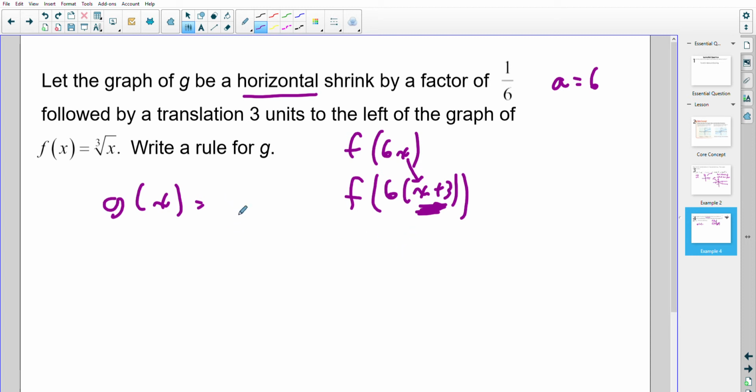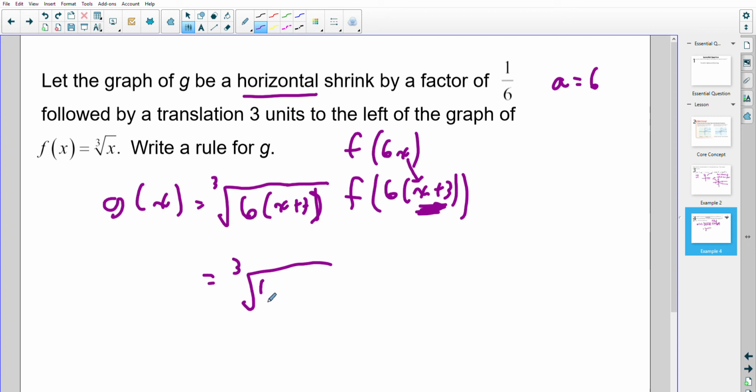Now, what happens on your g of x when all this is going on? So it becomes the cubed root of, okay, so it's going to be 6 times x plus 3, which means that it's going to be the cubed root of 6x plus 18 is your g of x. That right there is going to be a mistake. Notice it has to be in parentheses.